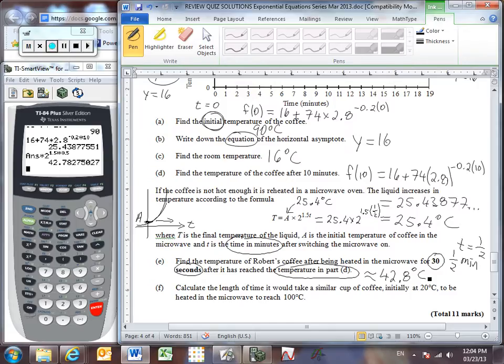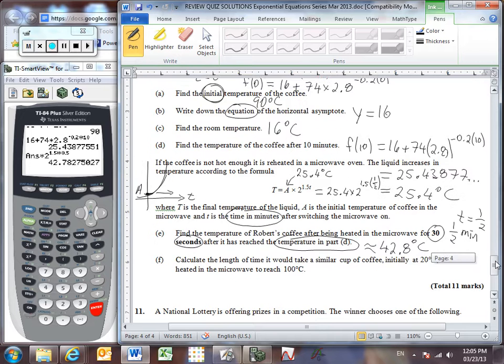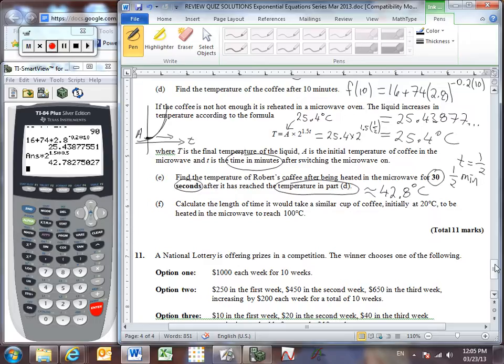Part F. Let's calculate the length of time it would take a similar cup of coffee, initially at 20 degrees, to be heated in the microwave until it reaches a final temperature of 100 degrees. So T represents the final temperature, and so that's 100. Our initial temperature was 20 degrees, that's A. So 20 times 2 to the 1.5, and we're looking for T, the number of minutes, the length of time it takes for this to occur.